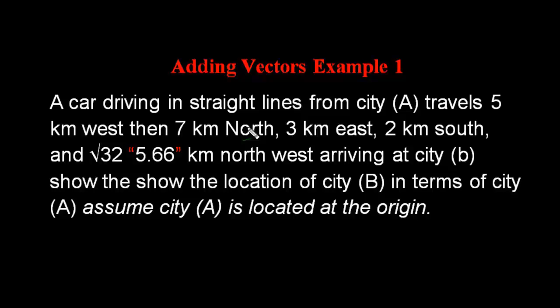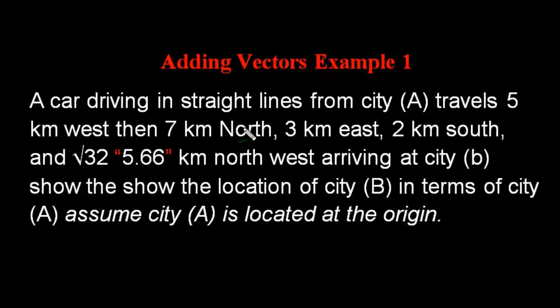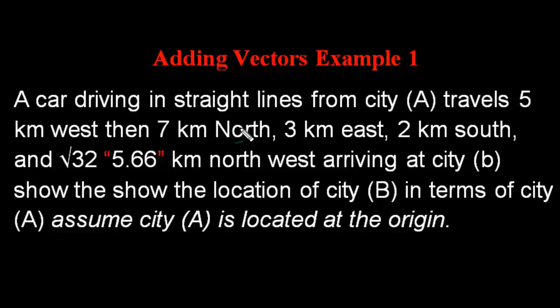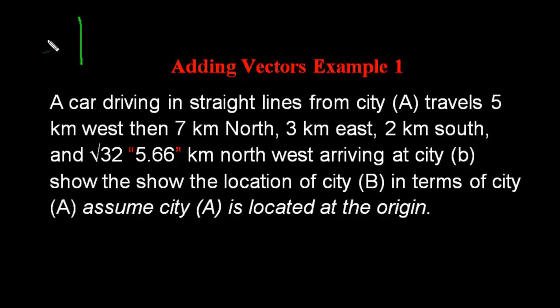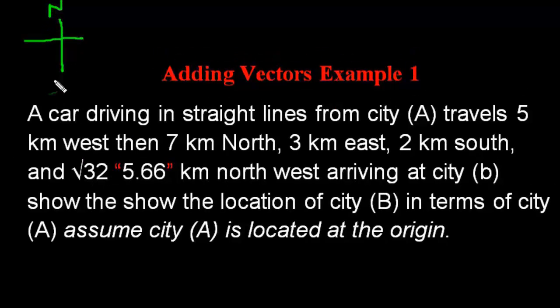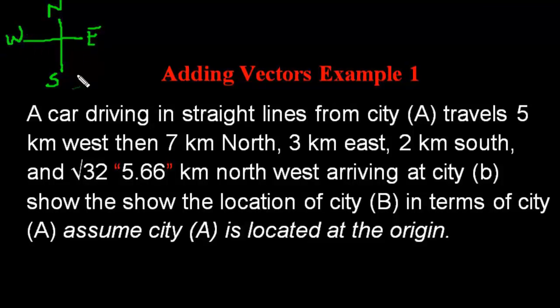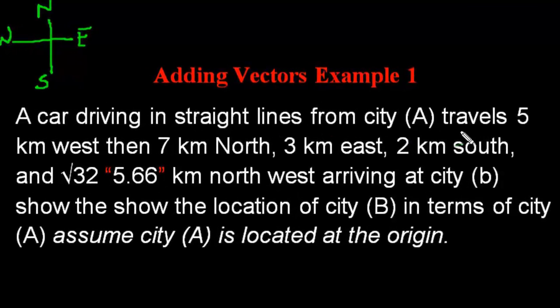I'm going to start with a familiar example. A car is driving in a straight line from city A, travels 5 kilometers west. First of all, let's agree on a direction. This is north, south, east, and west. So a car that travels 5 kilometers west would be a vector going in this direction.